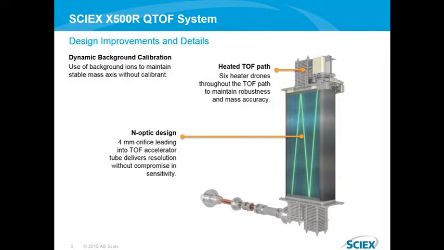The TOF part of the analyzer has also benefited from innovations. The ion optics are now N-shaped to obtain a very good resolution without compromising sensitivity. In order to maintain high mass accuracy and robustness of the system, the TOF is kept warm by 6 heated zones. In addition to this, the system is also able to use background ions to maintain mass stability dynamically without calibrating.